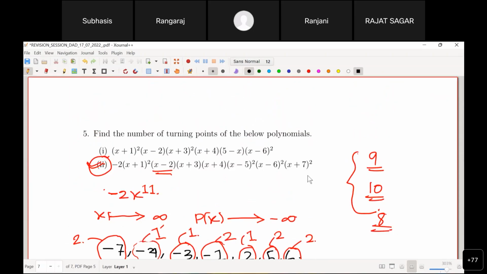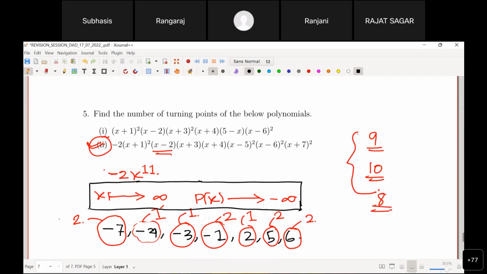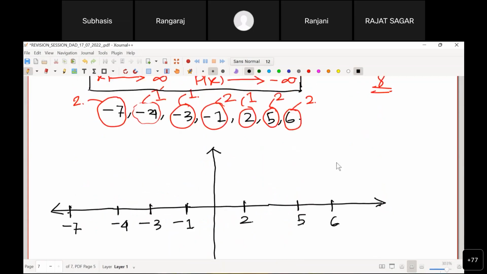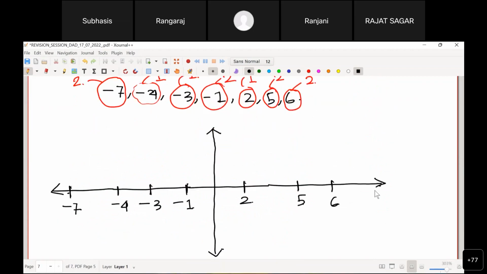as someone already said, as x tends to infinity, the polynomial tends to -infinity. This is quite crucial, because once we know that, then we know the direction from which the polynomial will come to 6. Since the polynomial tends to -infinity, it will come from the negative direction, that is, below the x-axis. It will come from this direction.